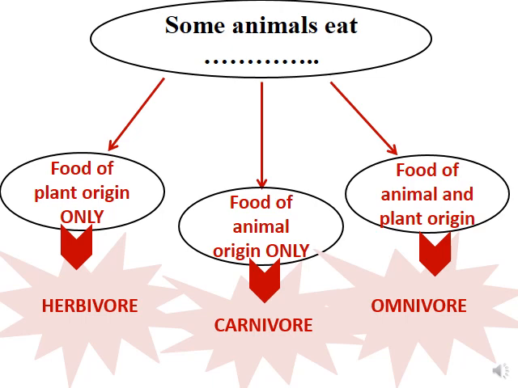So let's repeat it. Animals that eat food of plant origin only, from this word herbs, are herbivore, while animals that eat food of animal origin only are referred to as carnivore, while animals that eat food of both plant and animal origin are referred to as omnivore. So we have three types of food diet. Herbivores consume herbs only, they consume plants only, so they are called herbivore. Carnivores consume food of animal origin, while omnivores consume food of animal and plant origin.